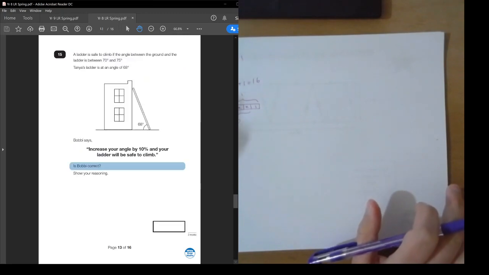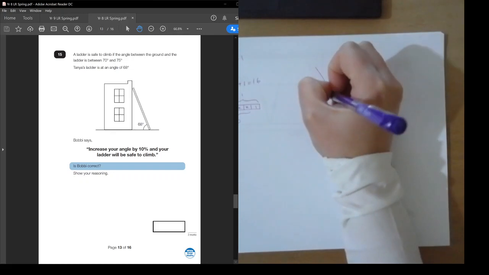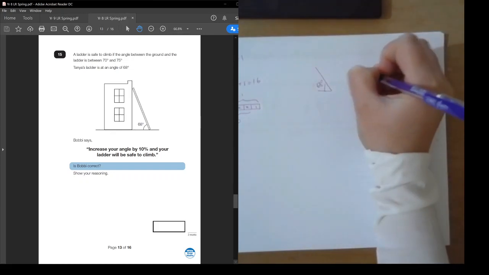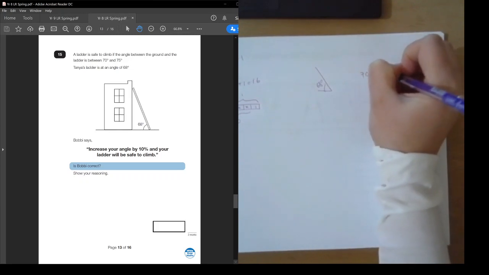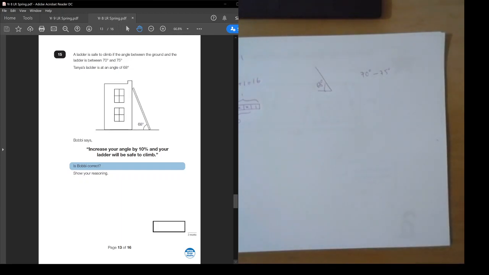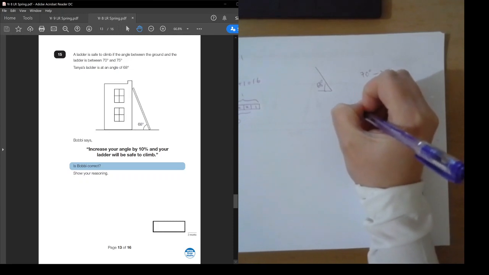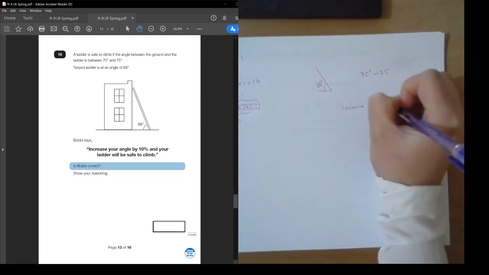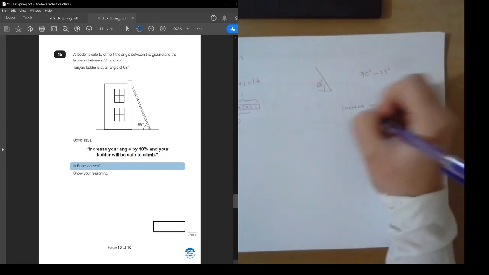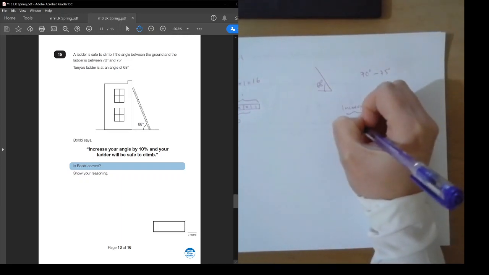Okay, so next. Ooh, like this question. This question's amazing. So you've got 68 degrees of this, and I can only lean it if it's between 70 and 75. Otherwise, I'm not climbing on that ladder because it wouldn't be safe for me to climb on that ladder. So Bobby tells me increase by 10% and it will work. Okay, so this is what I need to do. Increase by 10%. Is Bobby right?